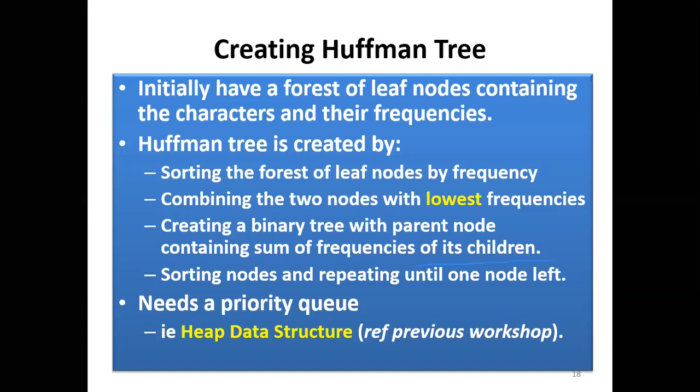Then we identify the two nodes with lowest frequencies and combine them together. When we have combined them, we check the next two nodes with lowest frequencies and combine them together. That's how we keep on repeating until we get to the last node. There is an example that will explain better how we can perform this operation. Another thing is that we can also apply the heap data structure using the priority queue that we discussed in the previous workshop.